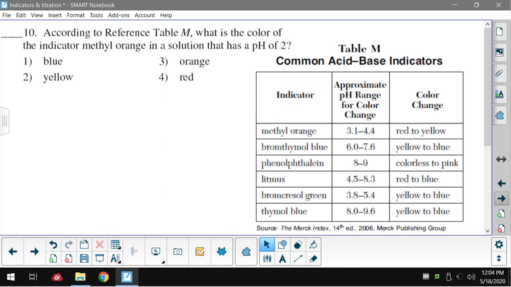Again, according to Reference Table M, what is the color of the indicator methyl orange when it has a pH of 2? Well, for methyl orange, 2 would be lower than 3.1, so therefore it would be red.